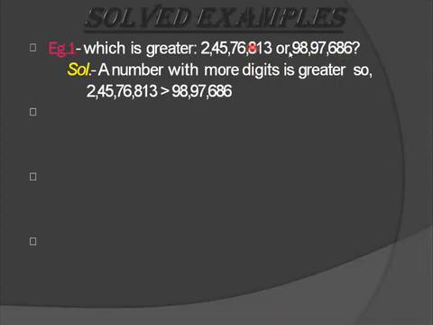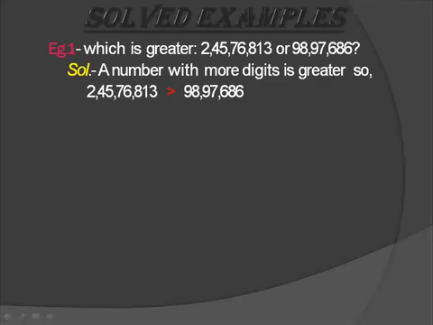So this number will be greater than this number. See, a number with more digits is greater. So 2 crore 45 lakh 76,813 is greater than 98 lakh 97,686. Let us see the next example.